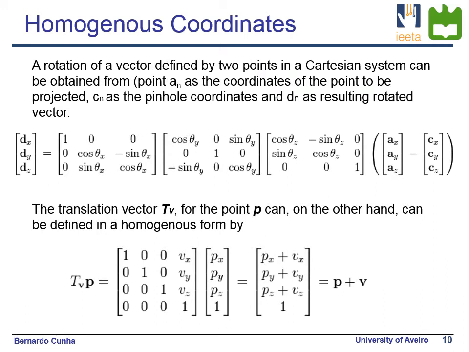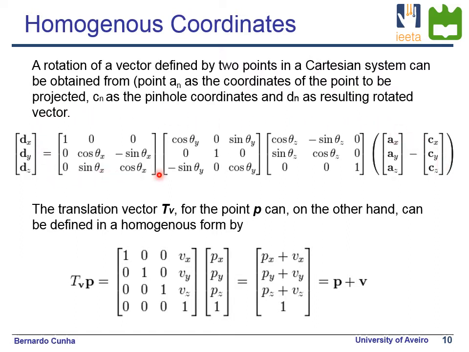In order to further understand the utility of the homogeneous coordinate systems, let's first look at the two most important geometric transformations that we may want to apply to a certain point in space. First, let us assume that we have a vector defined by 2 points in any Cartesian system. Point An in this case is defined by this vector, and Cn represents the point which is the pinhole coordinates that we have in our pinhole model.